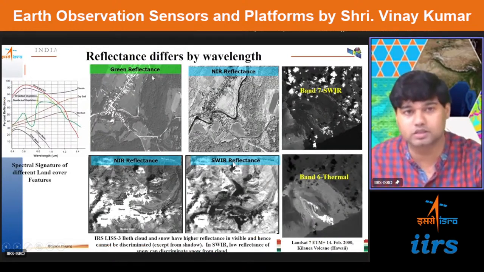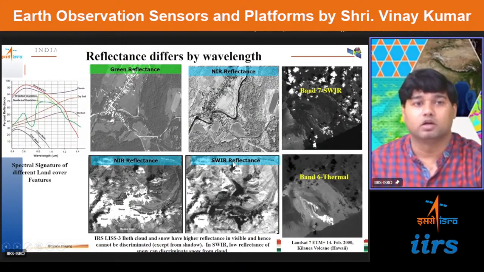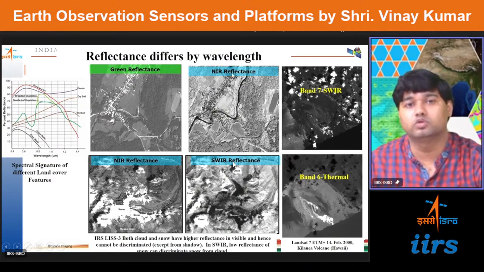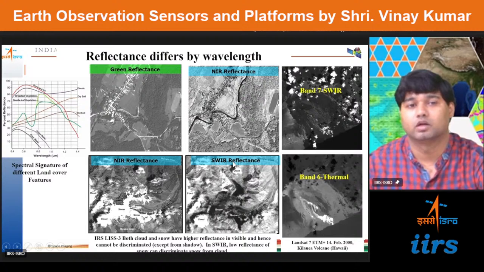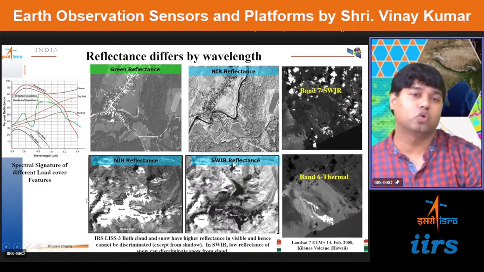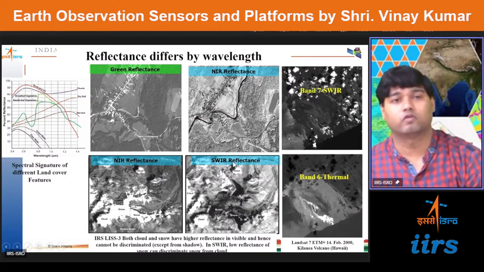So here you can see this is your green band. Green band is able to highlight urban features more. But when we use the near infrared band, you can see the vegetation and water boundaries clearly. Now coming to cloud and snow, here in this near infrared band, cloud and snow both are appearing white. But if you have to differentiate between these two, we have to use shortwave infrared.